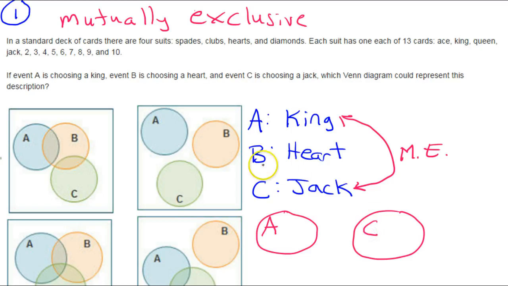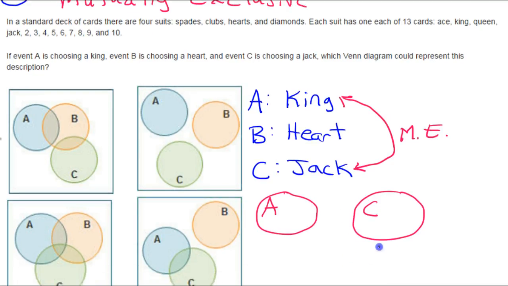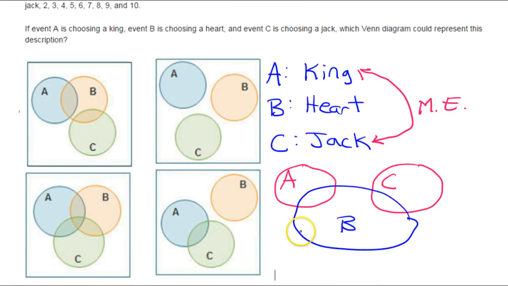On the other hand, event B of being a heart, that could overlap either one of these. All right, so there should be overlap with event B. So we're looking for something like this, where A and C don't touch, but A and B have overlap, all right, and B and C have overlap. That's what we're looking for. So let's see, which one is that? We can throw out this one because none of those are touching.